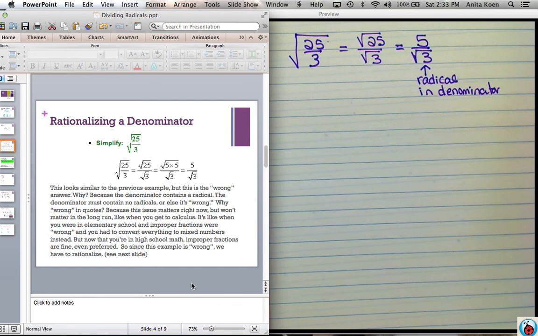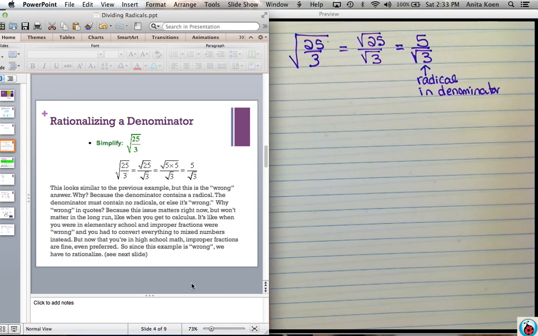Right now we don't want you to leave a radical in the denominator. But in the long run, like when you get into calculus, it's not going to make any difference at all. So it's kind of like when you were in elementary school and improper fractions were wrong. Your teacher wanted you to always change them to a mixed number. But now that you're in high school math, improper fractions are fine. Actually, we even prefer them.